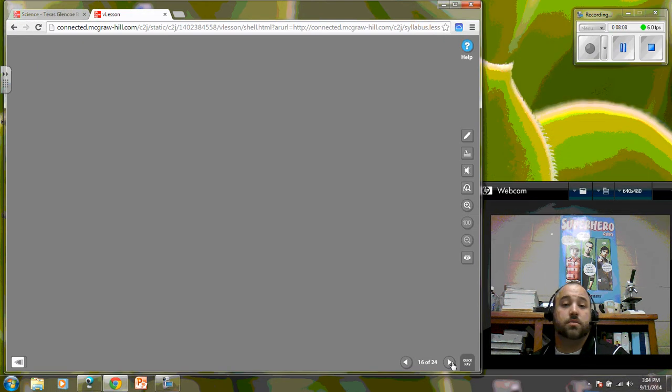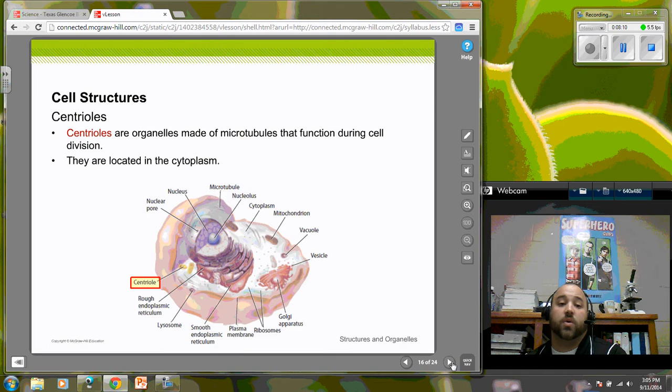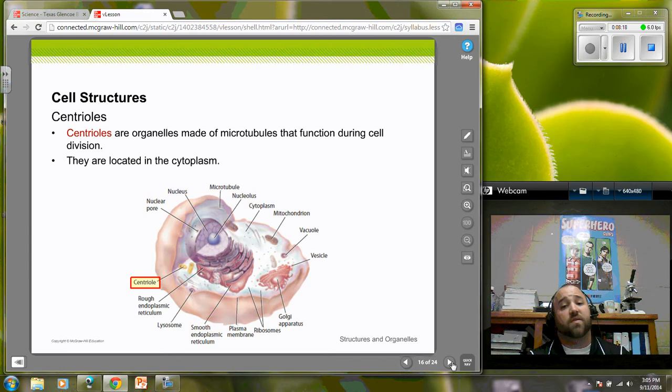And then we have our centrioles. Centrioles are made up of microtubules that function during cell division, and they are located in the cytoplasm. It's actually been discovered that if you remove the centrioles out of the equation, the cell will still divide. So we think they help in cell division, but they're not necessarily required.